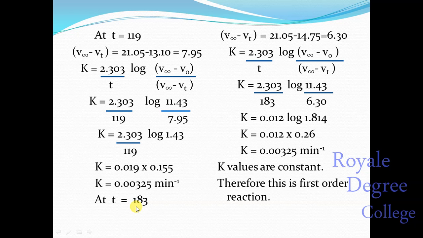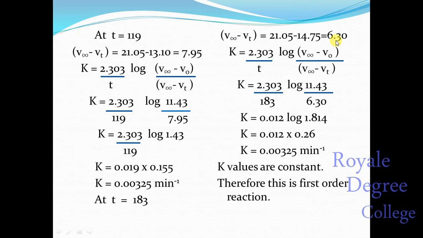Now we'll see about the time at 183. Okay, at t equal to 183. So here V infinity minus Vt, volume at the time t. See, V infinity value is constant. We all know that, that is 21.05, minus V at the time 183. How much is the volume at the time 183? That is 14.75. See the table. When we subtract this value, you will get 6.30.